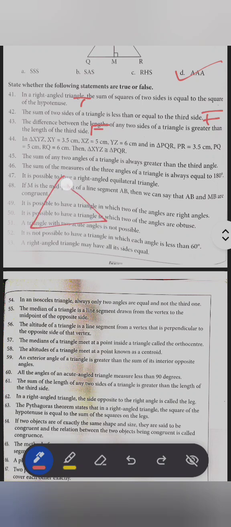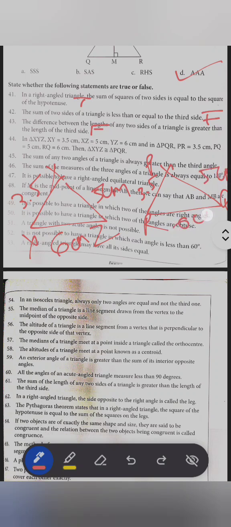So let us draw this one, X, Y, Z. XY is equal to 3.5, XZ is equal to 5 centimeter, YZ is equal to 6 centimeter, and triangle PQR, if you are going to draw, then PR is equal to 3.5 centimeter, PQ is equal to 5 centimeter, and RQ is equal to 6 centimeter. So XYZ is congruent to PRQ, not PQR, PRQ. So here the statement is false, because corresponding sides should be equal.